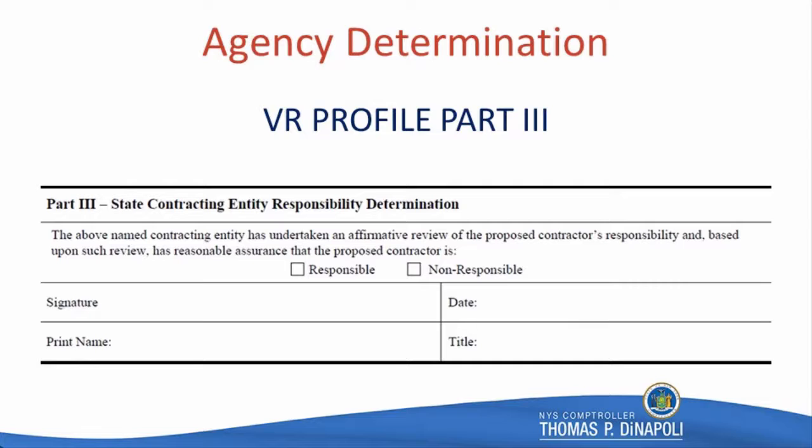When would you check the non-responsible box? When you actually deem a vendor non-responsible after performing your due diligence. Normally, when you find a vendor non-responsible, you award to the next lowest or ranked bidder. You then send both vendors' profiles in the procurement record documents to OSC for review and approval.